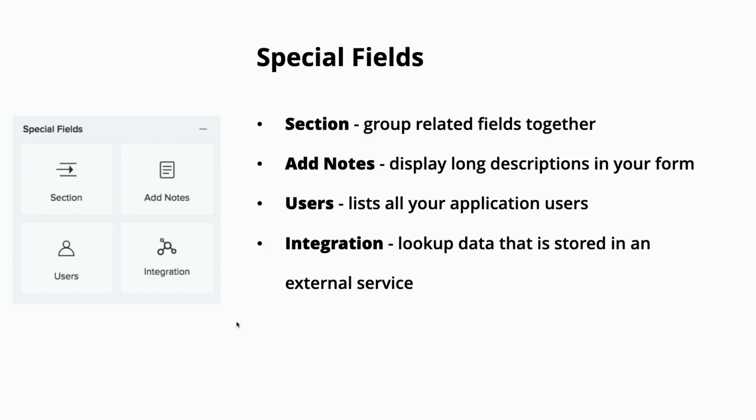So the last type of fields that we have are called special fields, and a few of these are not functional in terms that they don't accept data, but that's what the section field is. A section field allows you to arrange different fields on the form in different sections. So you can actually create sections on the form and put multiple fields inside that section. The add notes field is great if you want to display data on your form. The add notes field can actually also take HTML, so you will be able to put an HTML there and have that render on the form itself.